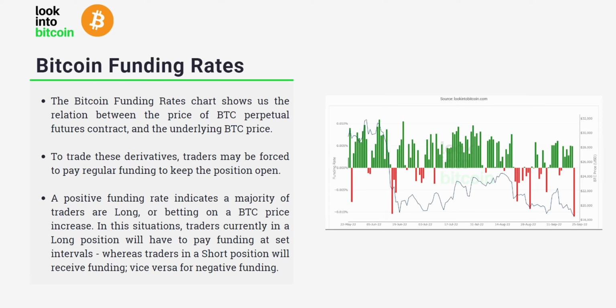So for example, a positive funding rate indicates that a majority of traders are long in their Bitcoin bias. They're betting on the Bitcoin price to increase and are willing to pay funding at set intervals to keep their position open. However, in these circumstances, traders that are currently in a short position with positive funding will actually receive this funding for keeping their positions open. The opposite is also true for when funding is negative. With a negative funding rate, people in short positions are actually having to pay funding just to keep their positions open, whereas those who are taking the contrary trade, trying to long with exceptionally low, negative funding, will actually be receiving payments via this funding rate.